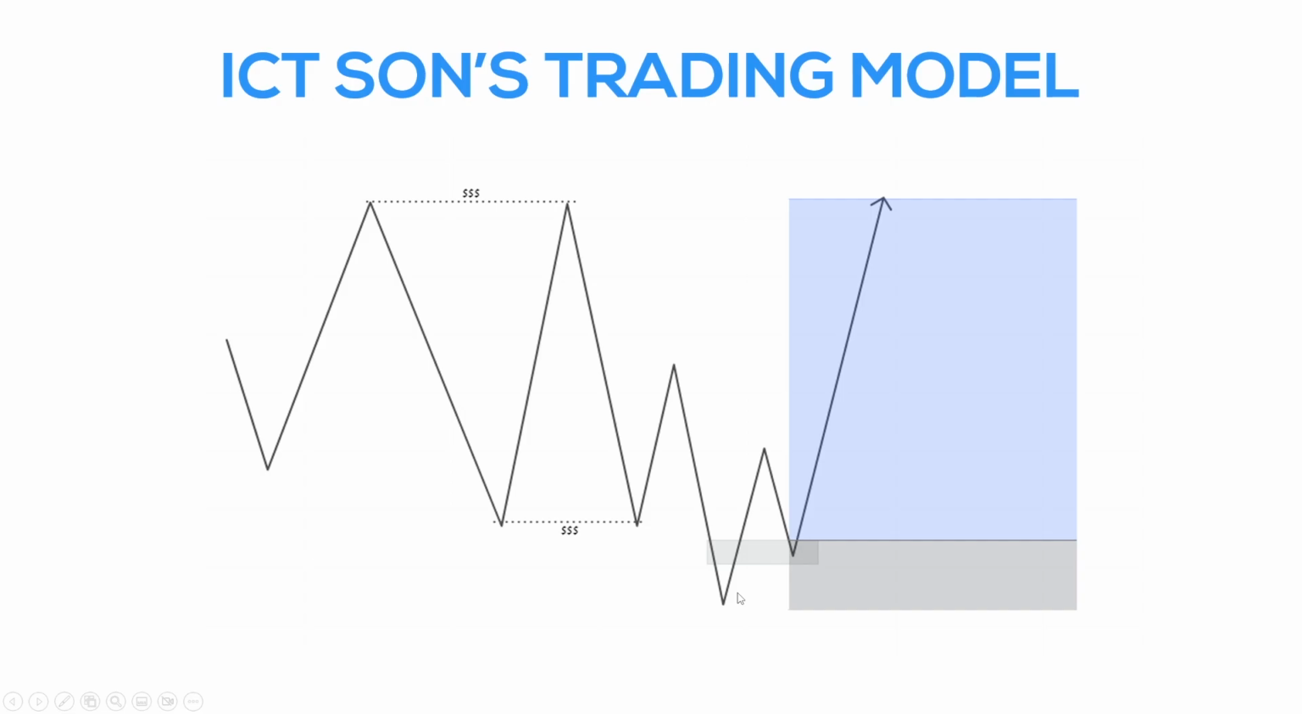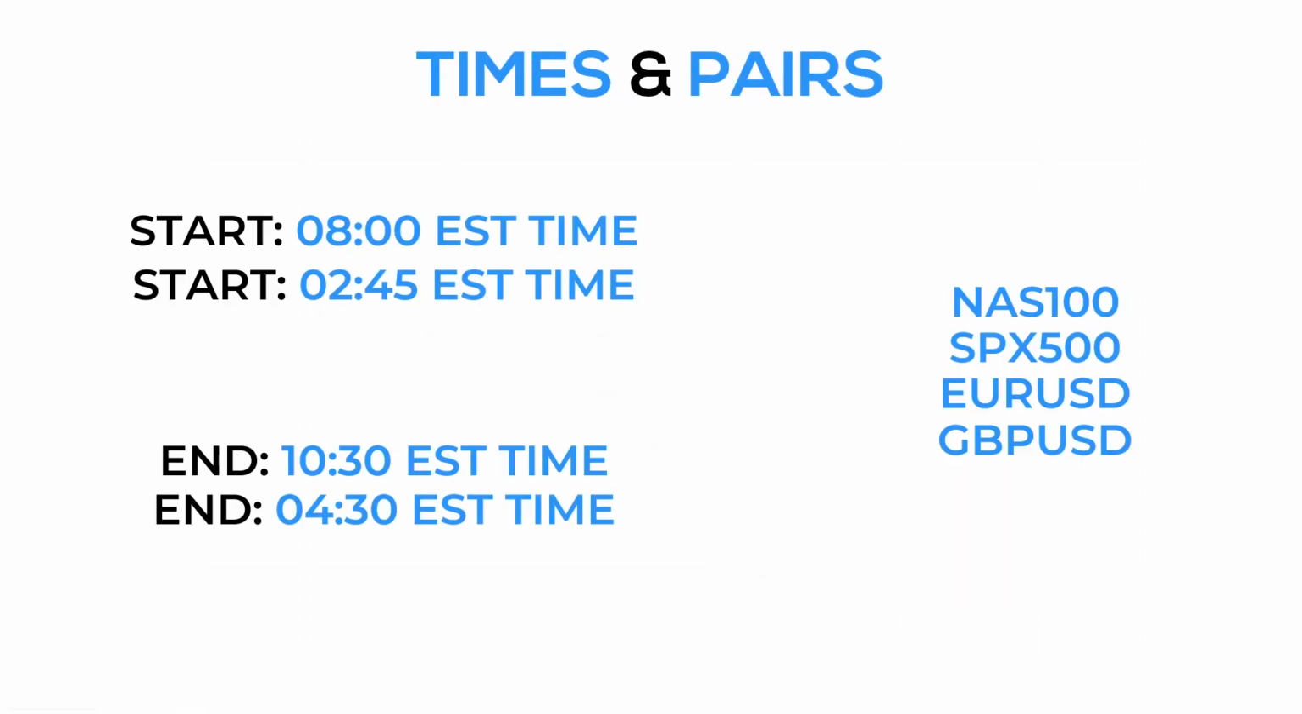Now, for the times that you can trade this model: you can trade it in the New York kill zone, or you can trade it in the London kill zone. If you are trading the New York kill zone, it's from 8 a.m. to 10:30 a.m. This is EST time, also known as New York time, so UTC -4. If you're trading the London kill zone, it'd be between 2 to 2:45 a.m. up until 4:30 a.m. EST time. Again, if you would be in London, this time would be much more suitable for you.